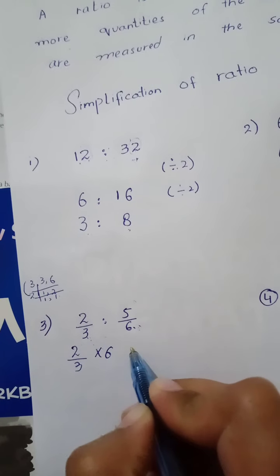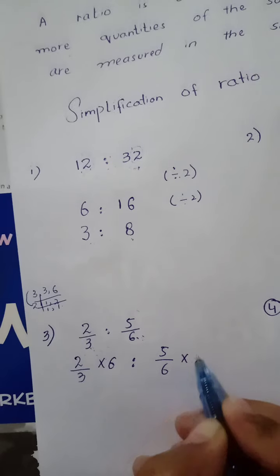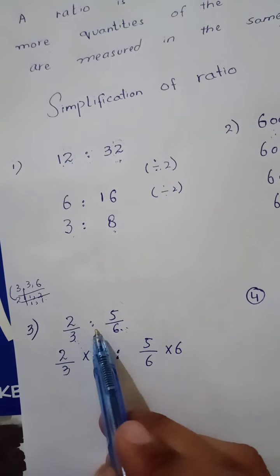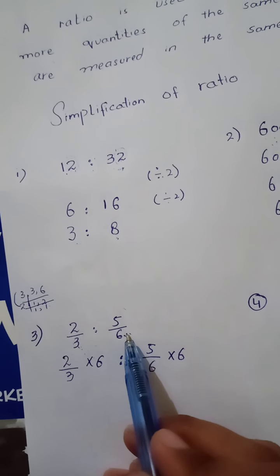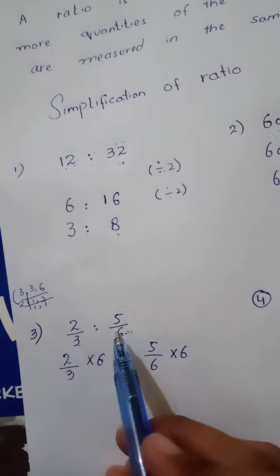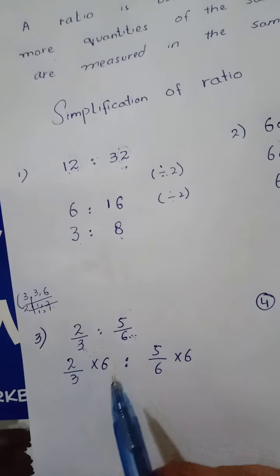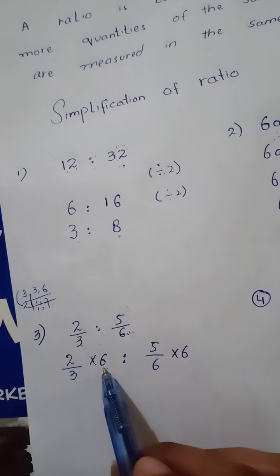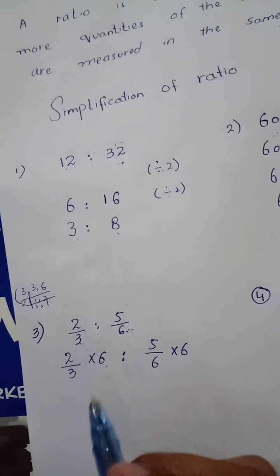2/3 multiplied by 6, ratio 5/6 multiplied by 6. Is it clear? When your ratios are in the form of fractions, you will take the LCM of the denominators. And after taking the LCM, you will multiply each fraction with the LCM. Is it clear? You will multiply each fraction with the LCM.